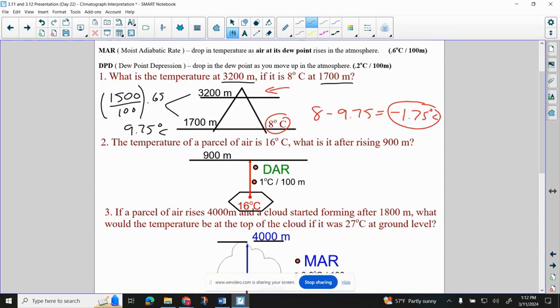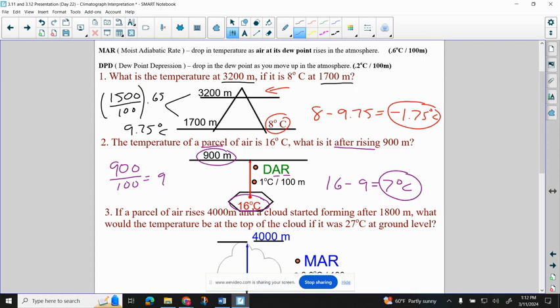For the next one, two things are going to be a giveaway: this word parcel and then after rising. So anytime you see a parcel of air, it is air that is going to rise. And because the air is rising, we're going to use the DAR, and the DAR is 1 degree Celsius for every 100 meters. The air is going to rise 900 meters, so we're just going to take 900 and divide by 100, and that is 9. The temperature was 16 degrees to start, so we do 16 minus 9 is equal to 7 degrees. And so that's the answer to number 2.